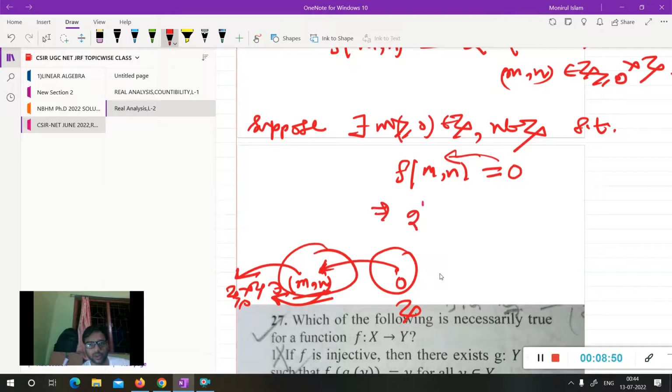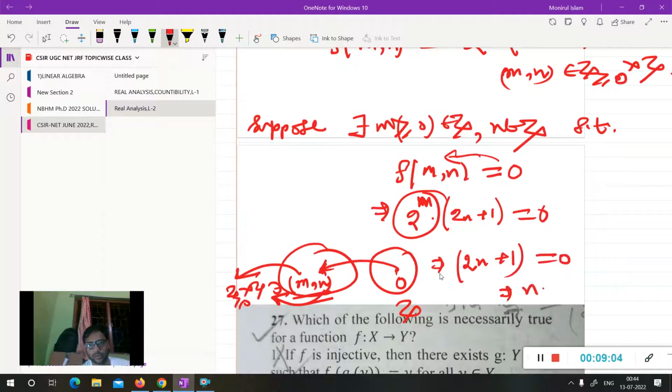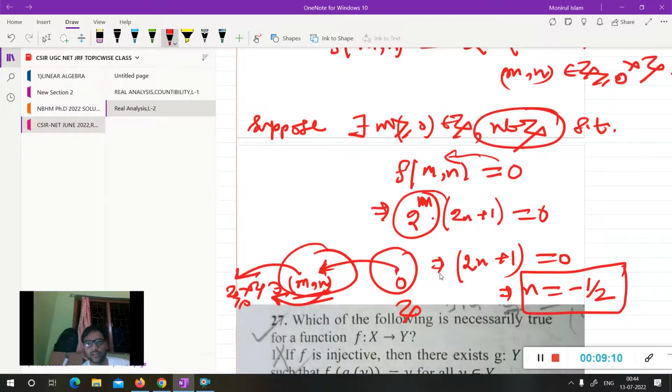So according to the definition, you can write 2^m(2n+1) = 0. We all know the exponential is always non-zero, so from here you get 2n+1 = 0. So this gives n = -1/2. But what is the problem? n belongs to the integers, but it gives n = -1/2. Is it possible? Never. It gives a contradiction, because -1/2 is a rational number, not an integer.